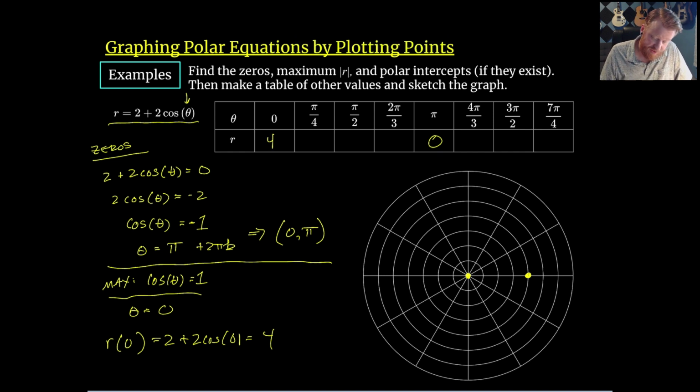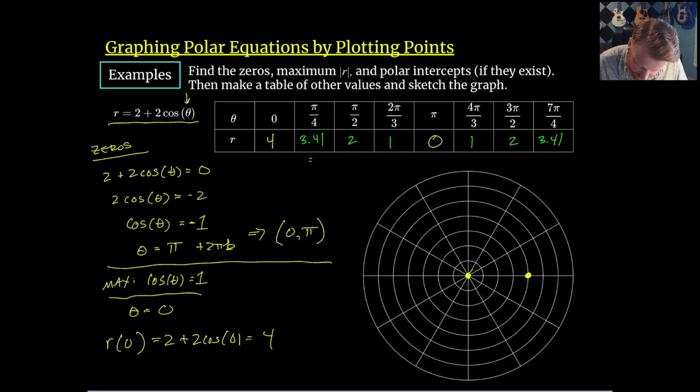Plugging the rest of these just into a calculator to get the other values here, we're going to get that at 3 pi over 4, we're looking at about 3.41. At pi over 2, we're going to have a radius distance of 2. At 2 pi over 3, we're going to have a radius distance of 1. And then we'll notice some symmetry going back the other way here. So we will get the rest of these points in green plotted in here. So at pi over 4, we're looking at about 3.41.